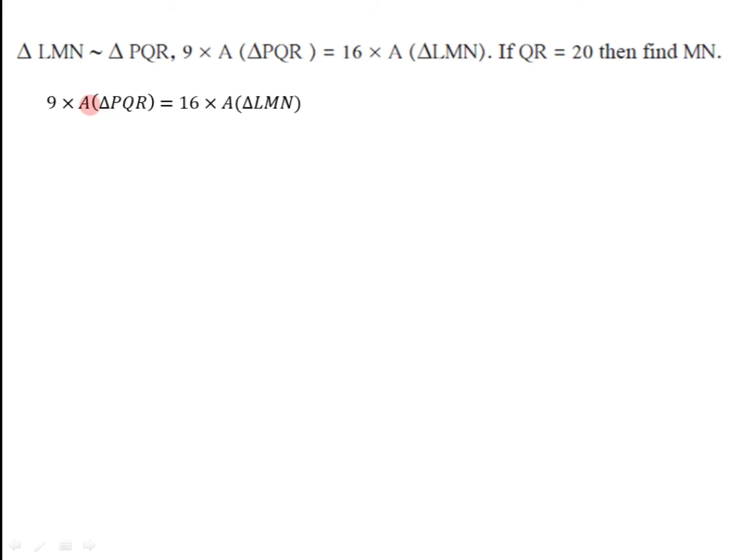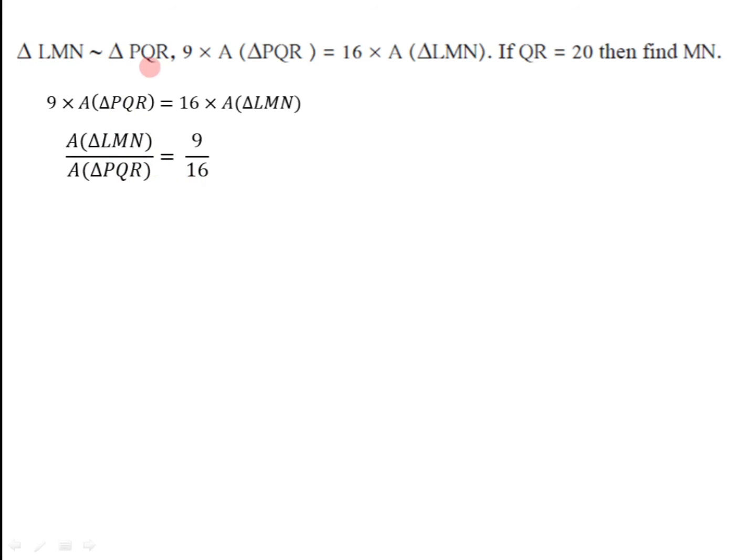Now if we take area of triangle PQR to the right hand side, it will be in the denominator, and if we take 16 to the left hand side, it will be again in the denominator. So we get the expression as area of triangle LMN divided by area of triangle PQR is equal to 9 divided by 16.